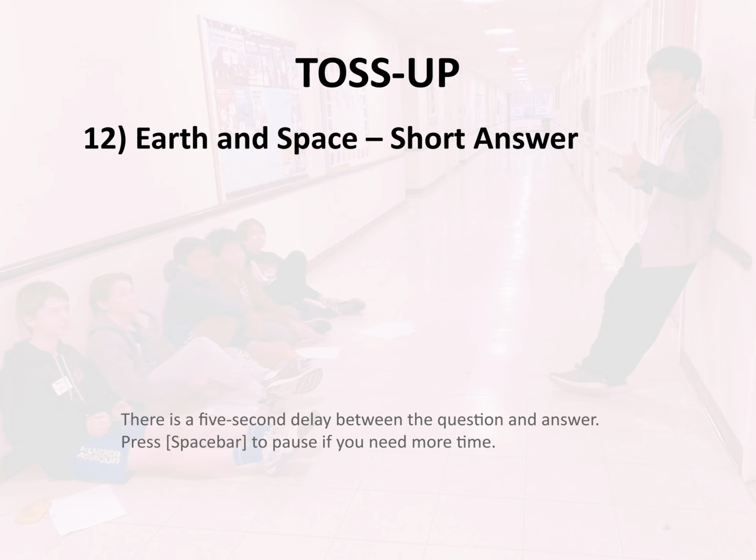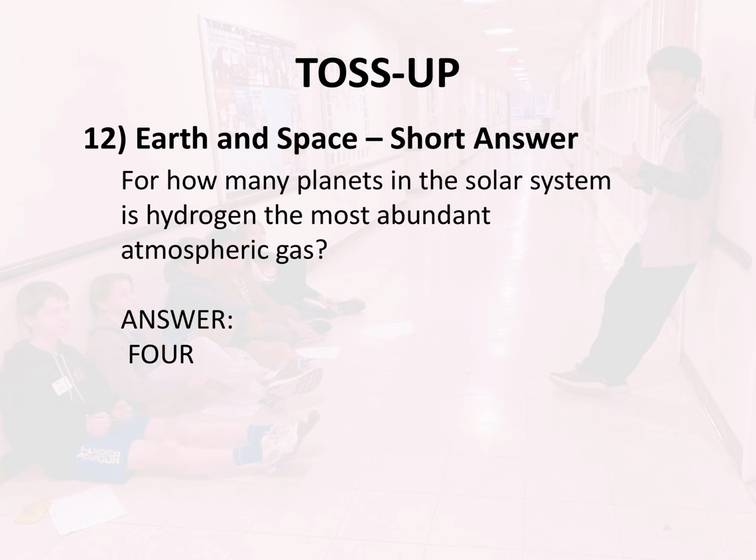Toss-up 12. Earth and space, short answer. For how many planets in the solar system is hydrogen the most abundant atmospheric gas? Answer: 4.